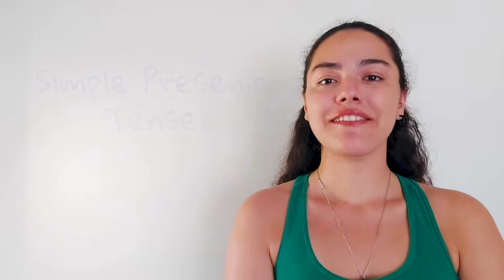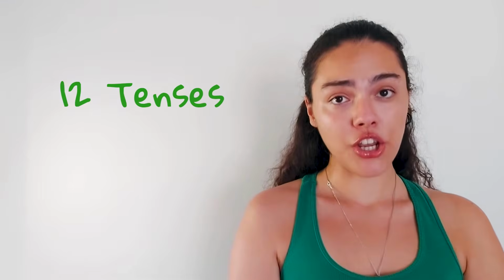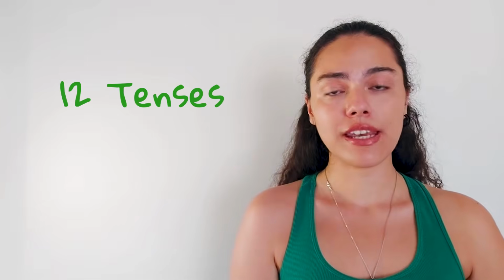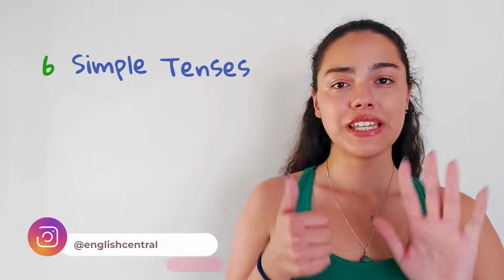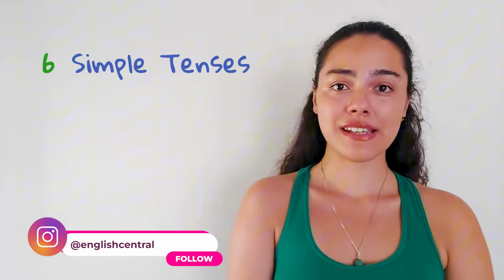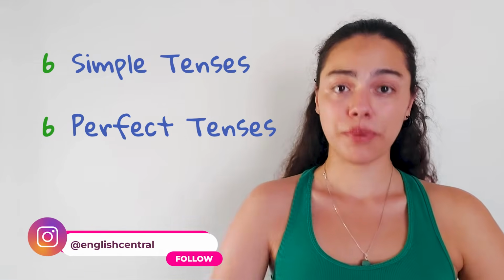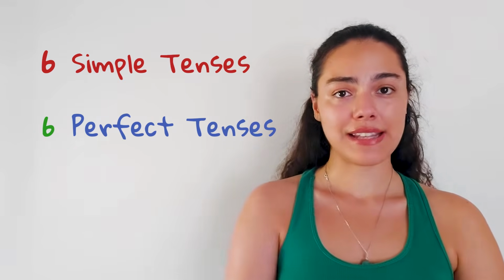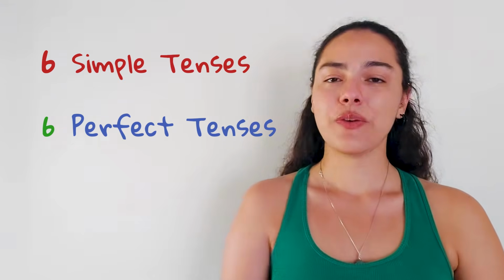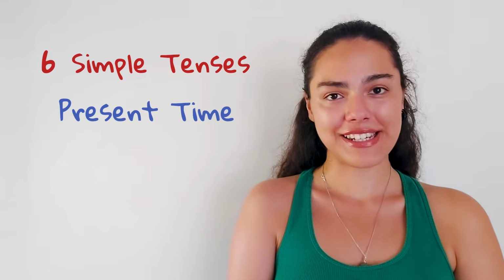Today we are going to learn about simple present tense. In English we have 12 tenses. And I know it might seem like it's a lot, but don't worry. We will go step by step. 6 of these tenses are called simple tenses and the other 6 are called perfect tenses. I will start by explaining the simple tenses first, and today we are focusing on the present time.